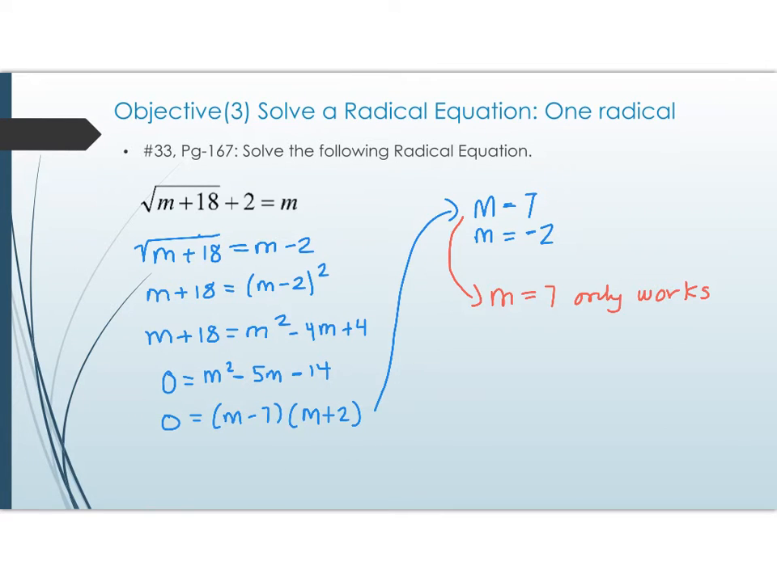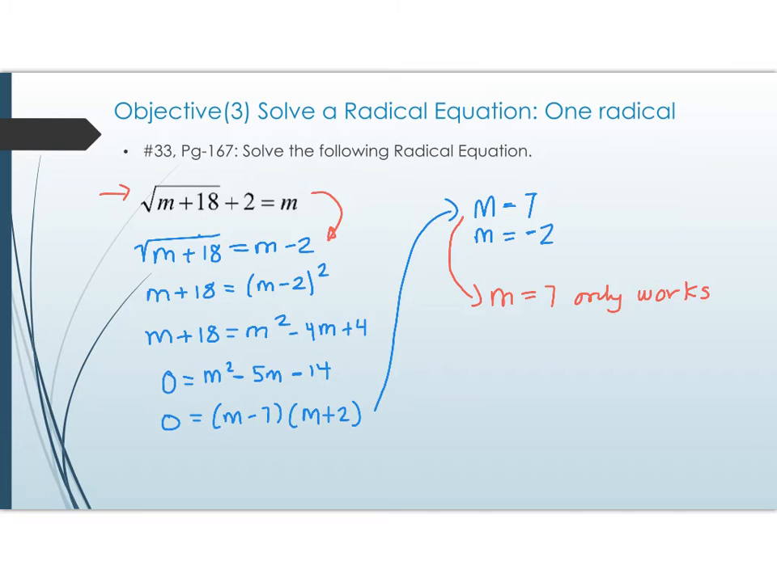So we're looking at some radical equations. This is number 33 on page 167. We have the square root of m plus 18 plus 2 is equal to m. We're going to move the 2 over to the other side, so we subtract 2 from both sides, and we get the square root of m plus 18 is equal to m minus 2. It's always good to isolate the square root on one side of the equation.